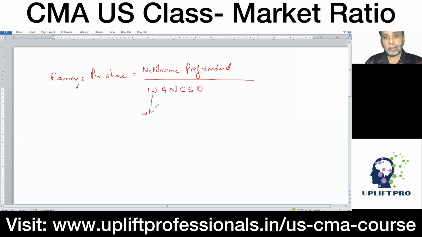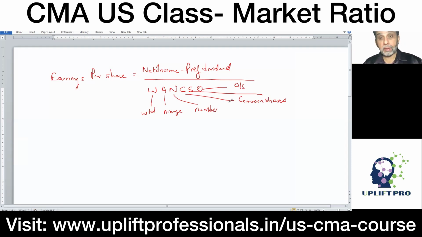Okay, weighted average. I will show you how to calculate this. Average number of common, always common shares, not preference shares. Okay, common. S stands for shares outstanding. Okay, that's with the public. That is outstanding. That means it doesn't include preference shares.